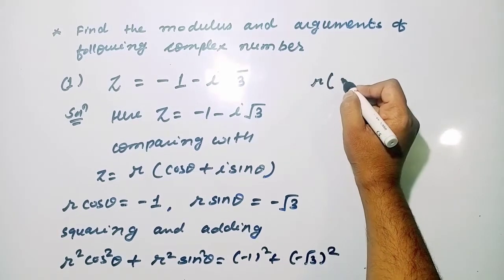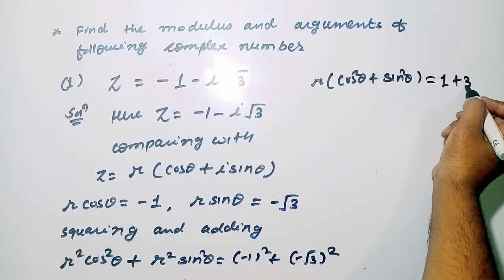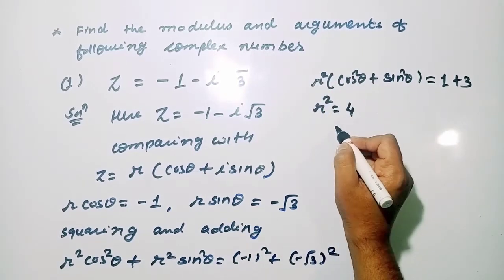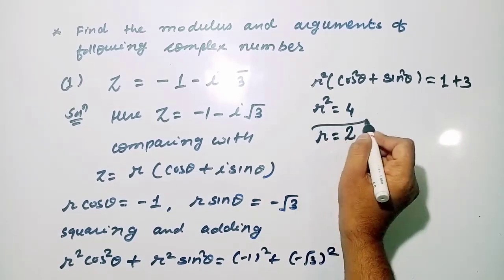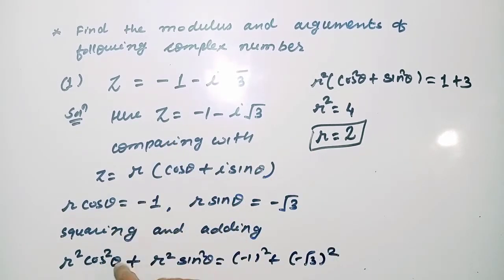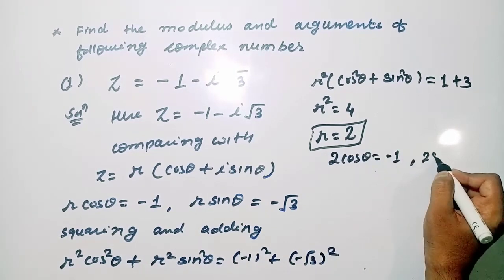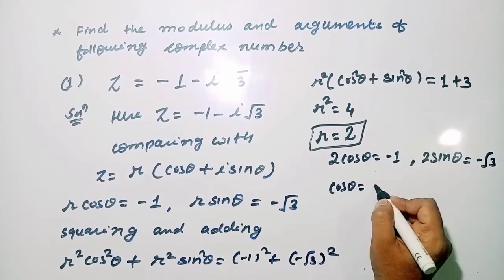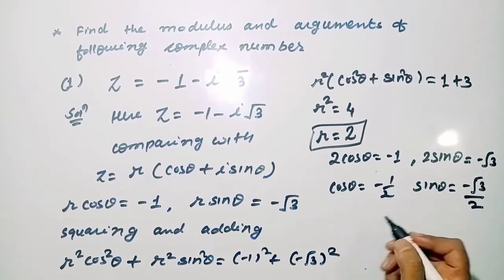Here r square will be common, and cos square theta plus sin square theta will be 1. So r square is equal to 1 plus 3, so r square is equal to 4. Because here we are taking the modulus, and the modulus of any number gives a positive value, r is 2. Putting the value of r, we are getting cos theta is equal to minus 1 upon 2 and sin theta is equal to minus root 3 by 2.